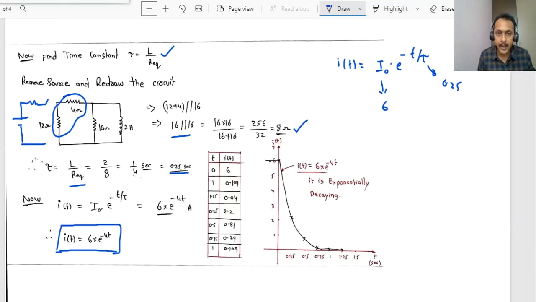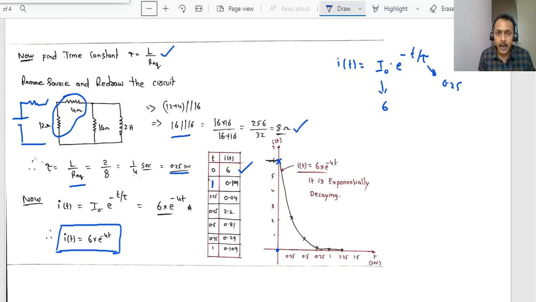For example, I have just tabulated some values. At time t equals 0, e power 0 is 1, anything power 0 is 1. 6 into 1 is 6. At time t equals 0, the value of current is 6 amps. Observe that at 0 seconds, the magnitude is 6 amps. Now at time t equals 1 second, in place of t, I have taken 1, e power minus 4 into 6, so 0.109.